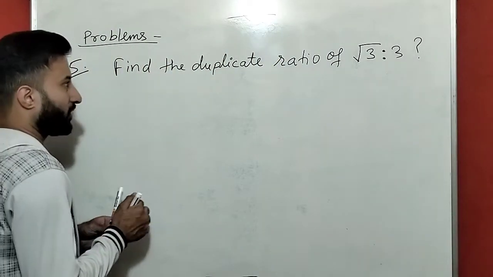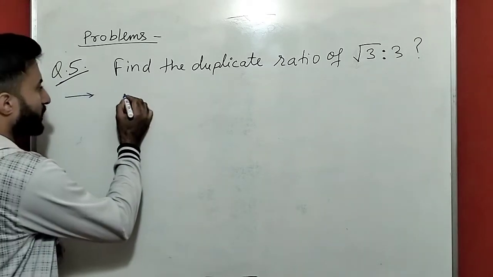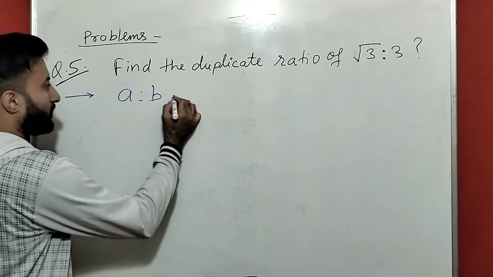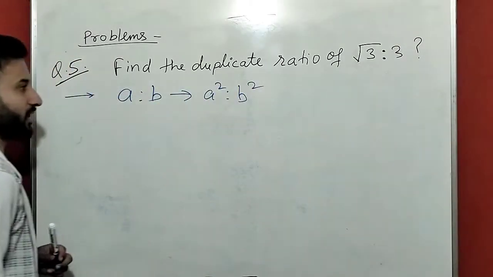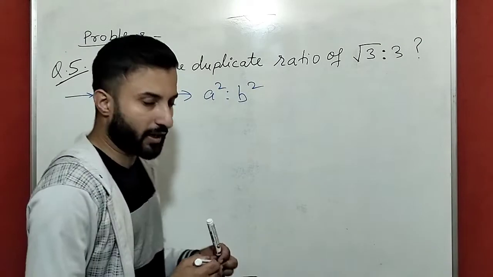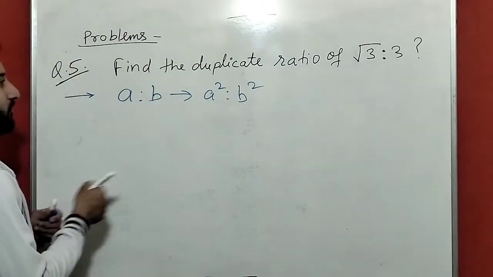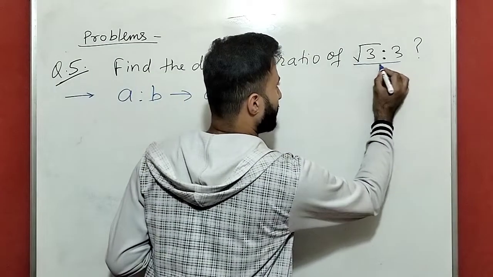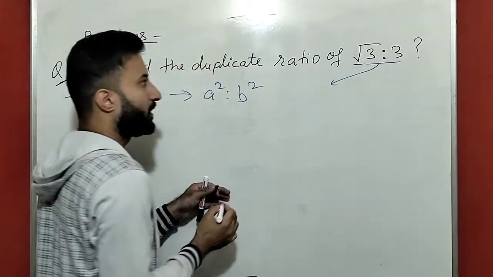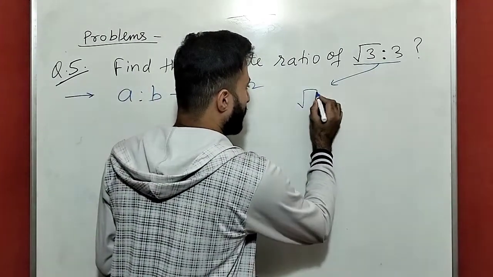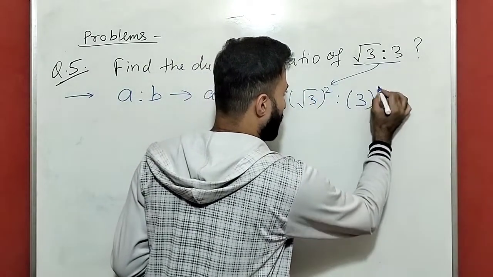Now you have to find the duplicate ratio. So what is the formula for duplicate ratio? Duplicate ratio means whatever the given ratio A is to B, we have to take the square of that. A square is to B square, right? Duplicate ratio means square of the given ratio. So the ratio is root 3 is to 3, so we do root 3 whole square is to 3 whole square.